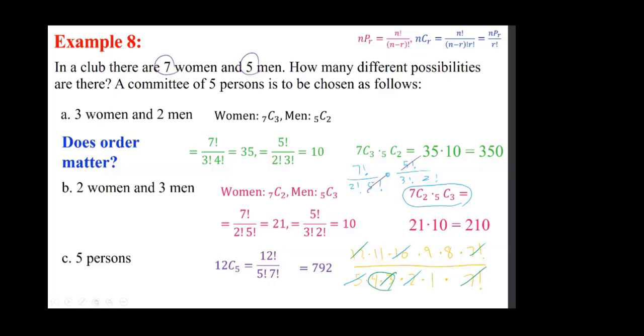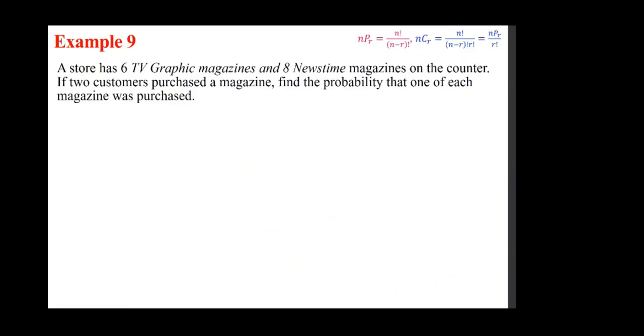So here's the next one. A store has 6 TV Guide magazines and 8 Newstime magazines on the counter. If 2 customers purchased a magazine, find the probability that one of each magazine was purchased. Let's see how we do that. First, let's write it in a manner that it's easy to follow.